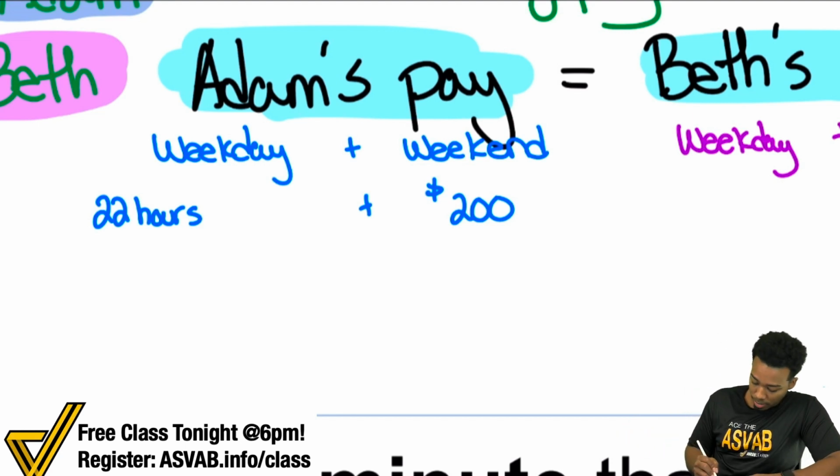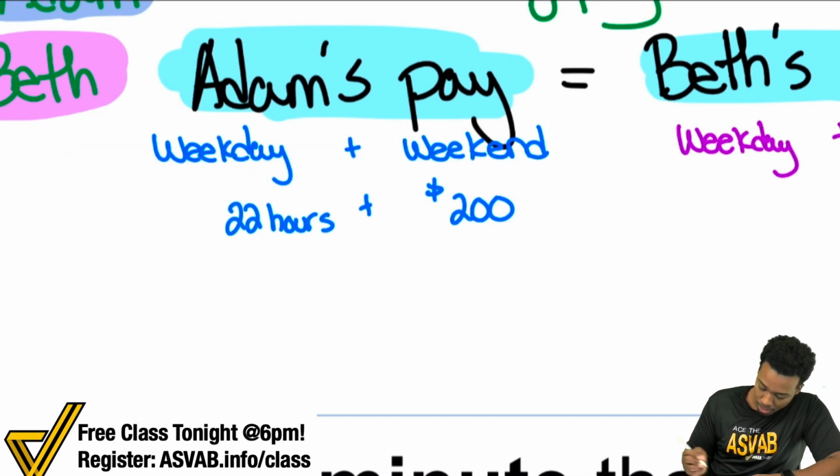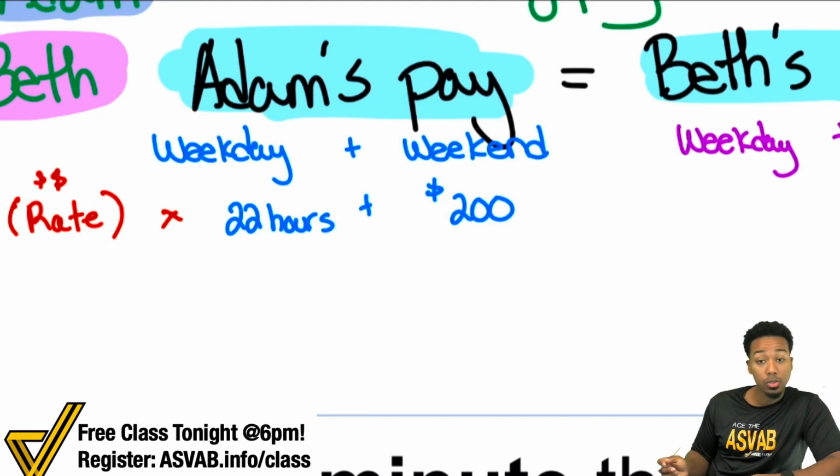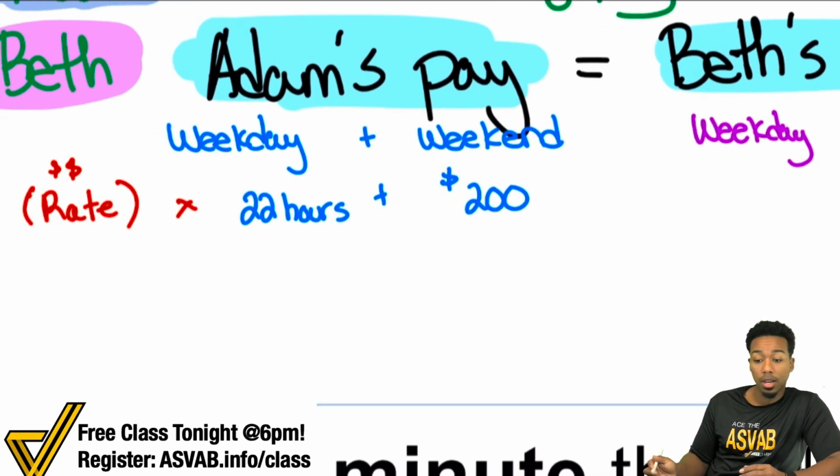So I need to go ahead and really include that right here. So let me move this over. I'm going to put right here, I don't know it yet, but I'm going to put my hourly rate times the 22 hours. That's going to be added to the 200, and that'll be the total pay.